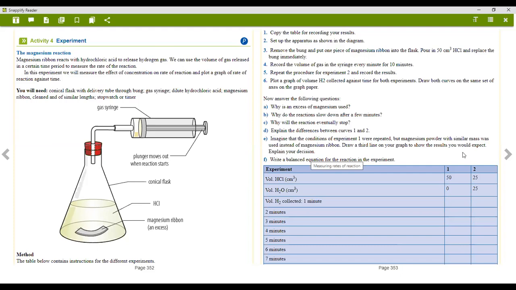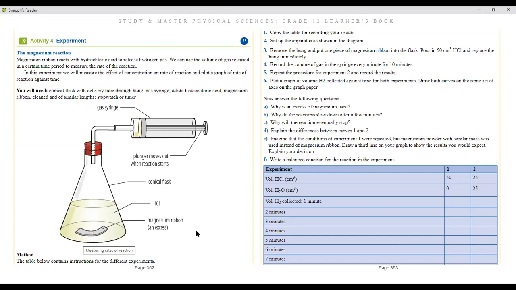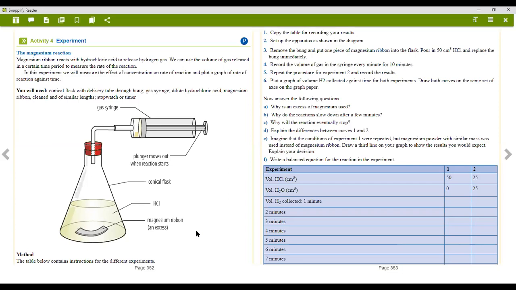So let's go to our answers. Okay. So this is our volume of HCl and there is the volume of H2O. So what does this mean, guys? It means that in the first experiment, they put hydrochloric acid with excess magnesium. For the second experiment, they put H2O, which is water, with the same volume of 50 centimeter cube, and they put an excess of magnesium. So it's the same setup, but different solutions are used to react with the magnesium ribbon, okay? So there we have it. You write a balanced chemical equation for the reaction. So this is what we're going to do, okay? So let's start with number A.